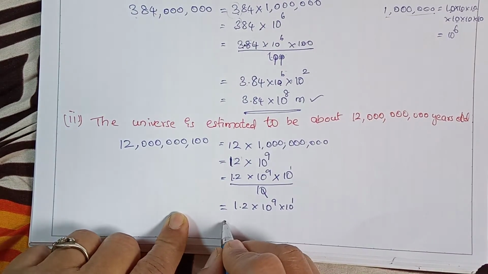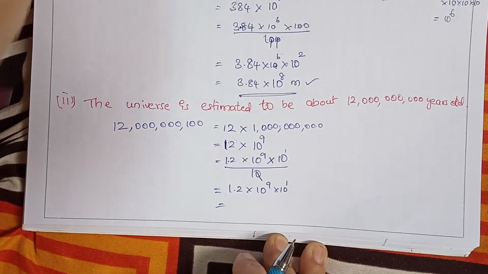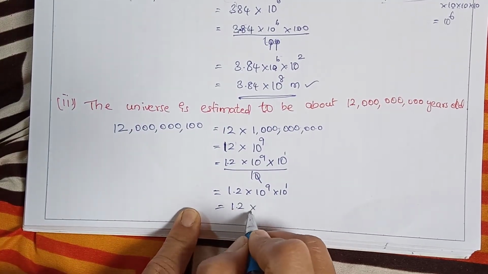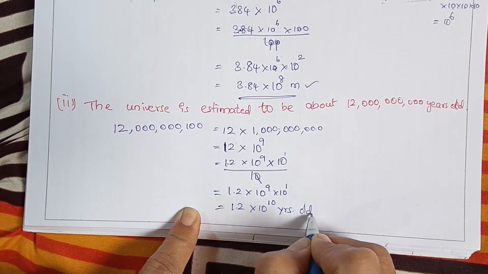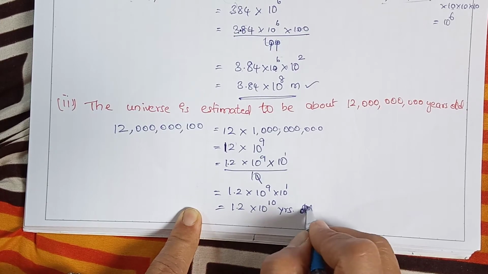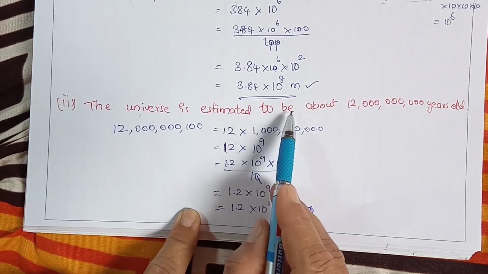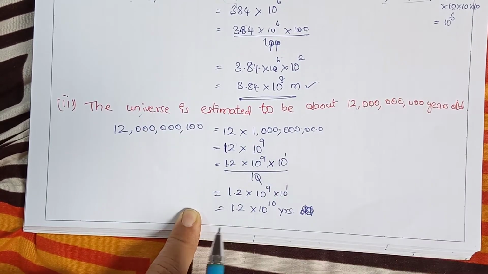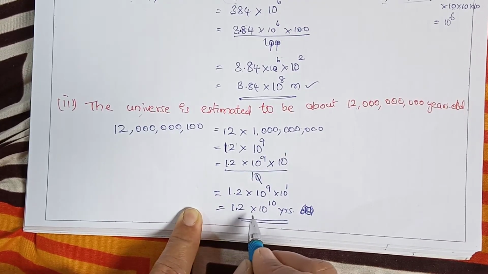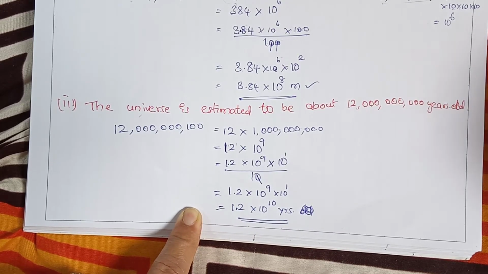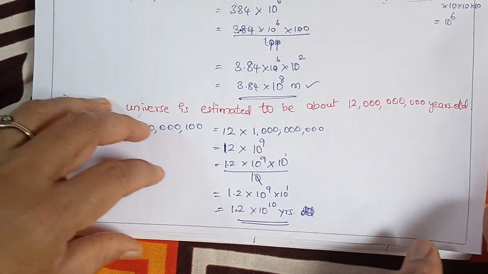Now what I have to do is 1.2 into 10 to the power of 10 years. So the universe is estimated to be about 12 billion years old. This we have converted into the standard form, that is 1.2 into 10 to the power of 10, 10 to the power of 10 years. Okay children, now we will go to the next question.